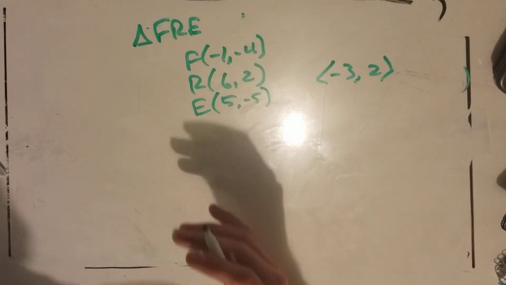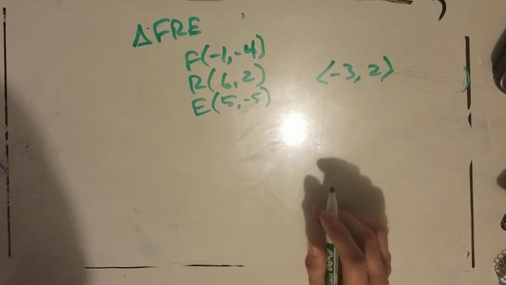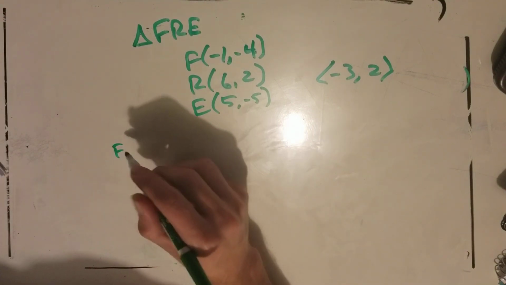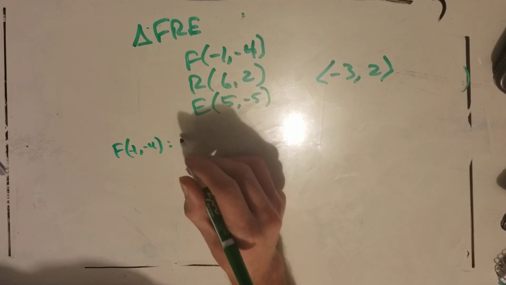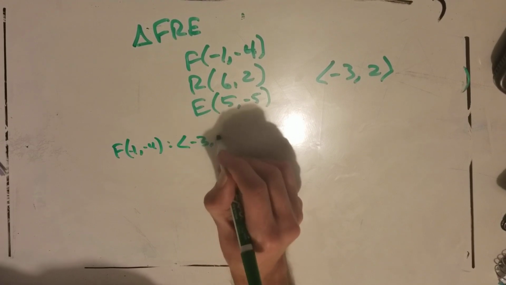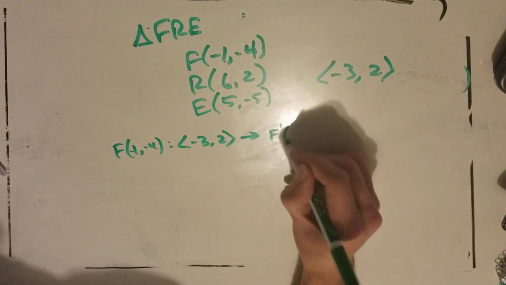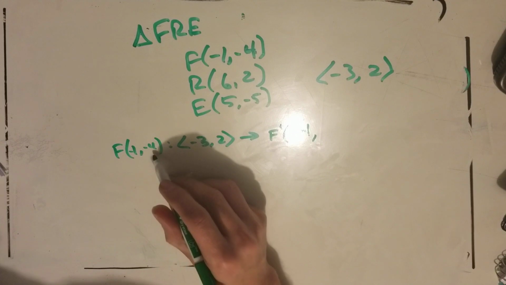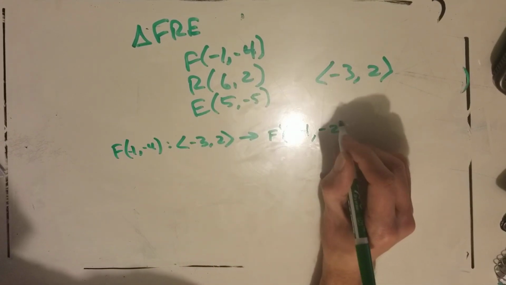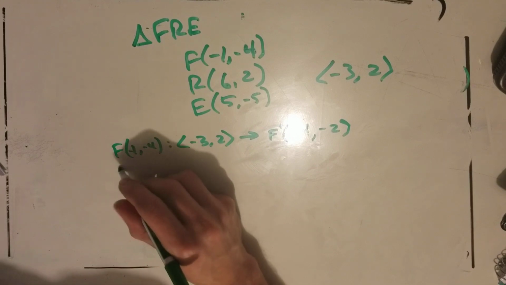So all you're going to do, if you're on the coordinate plane, you can simply draw the vectors in. It might be easier. But if you're not on the coordinate plane, you're going to take F, -1, -4. You're translating by <-3, 2>, which is going to end up being F prime. Well, it's going to be -1 plus -3, which is -4, and -4 plus 2, which is -2. So there's your F prime.